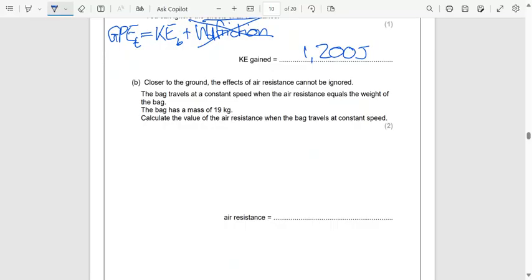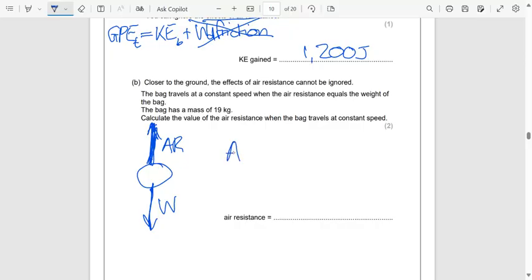Closer to the ground, the effects of air resistance cannot be ignored. So when the bag's traveling at a constant speed, the air resistance equals the weight of the bag, right? So, I mean, they're even telling you what to do here, right? The air resistance force upwards, sorry, that's not very clear, not drawn very well, is it? Okay, is equal to the weight downwards, right? So these two forces have got equal magnitude, okay?